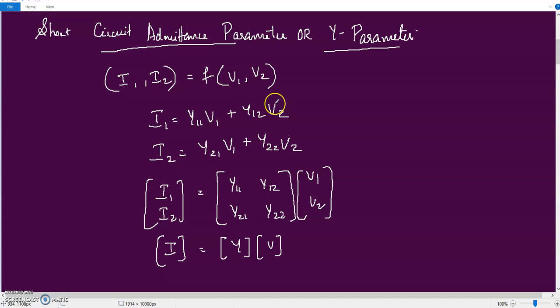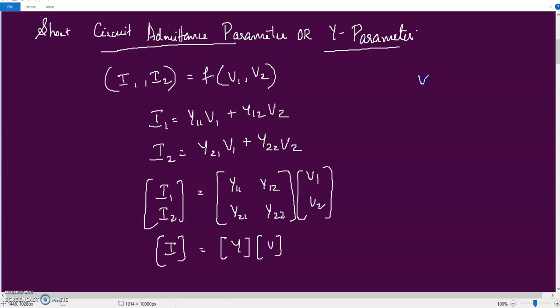Before that, I'll just explain. V2 is 0 when the output port is short circuited, and V1 becomes 0 when the input port is short circuited. That is why the parameters are called short circuit admittance parameters.